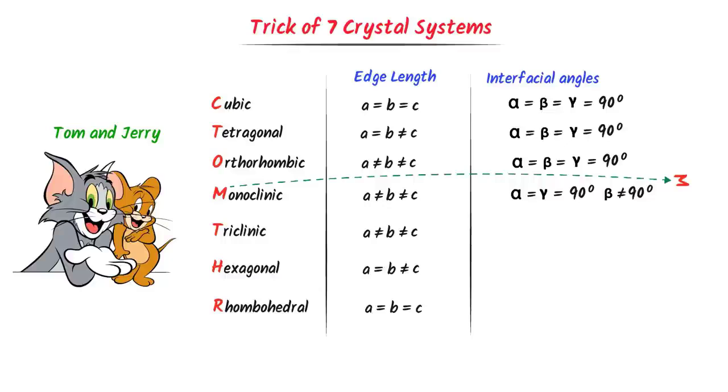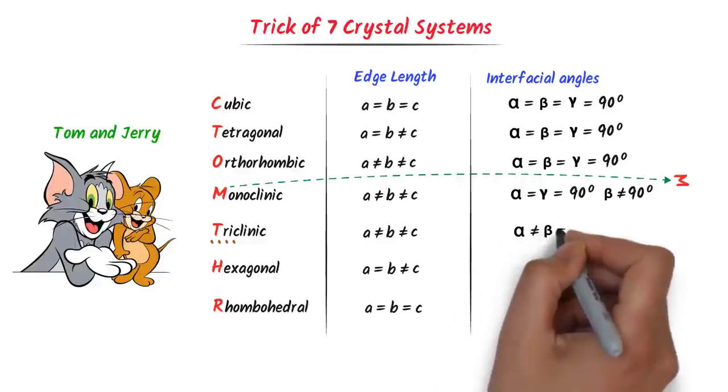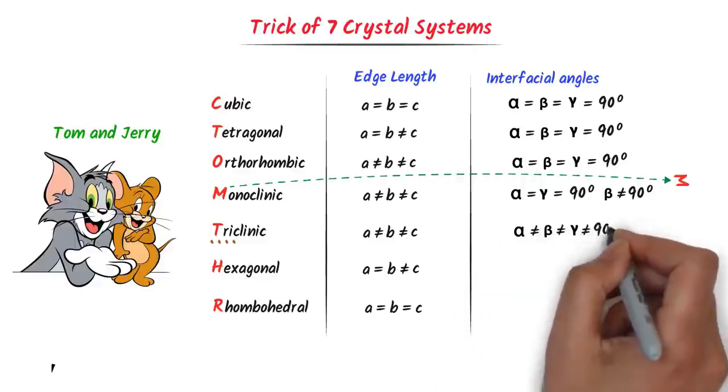Secondly, there is the word tri in triclinic. It reminds me that three angles are not equal. I write alpha is not equal to beta, beta is not equal to gamma.